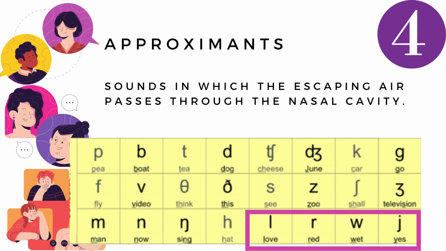Next, we have approximants. These are sounds that are produced by bringing one articulator in the vocal tract close to another articulator. So there is contact between the two articulators. But this time, another feature of approximants is that there is no audible friction. For example, the sound of letter L. To produce this sound, the tip of your tongue is brought closer to the back part of your upper teeth or your incisors. L, L. So there is contact between the back of your teeth or your gum ridge and your tongue.